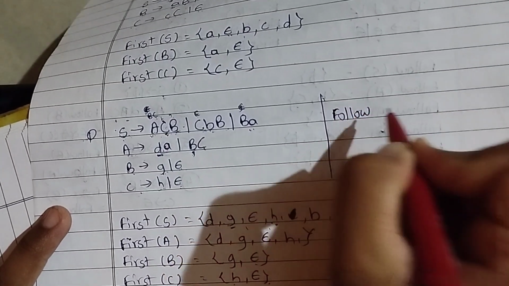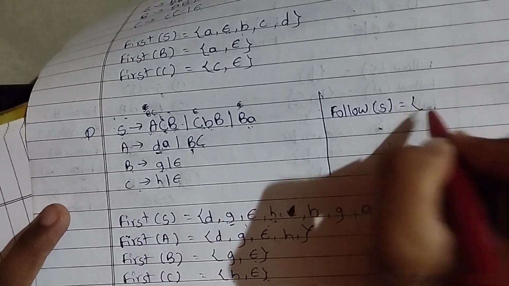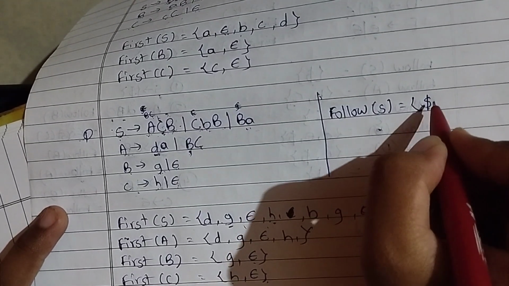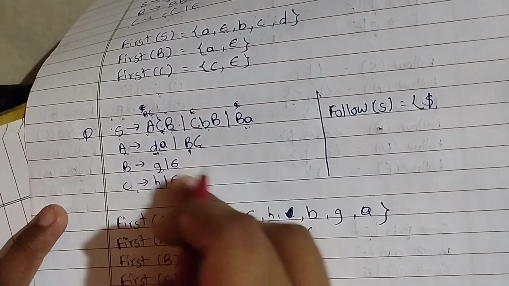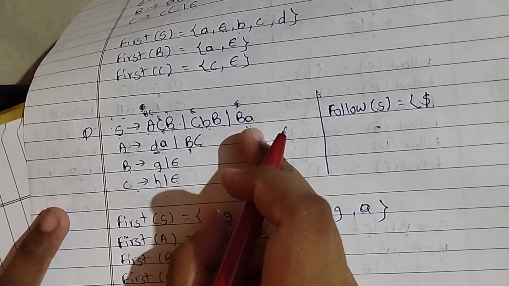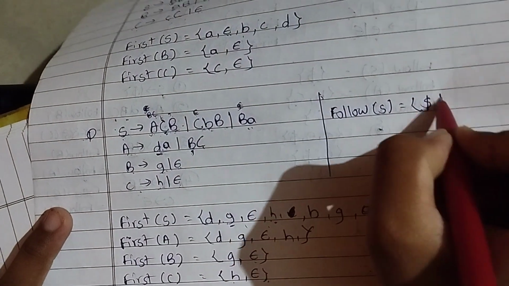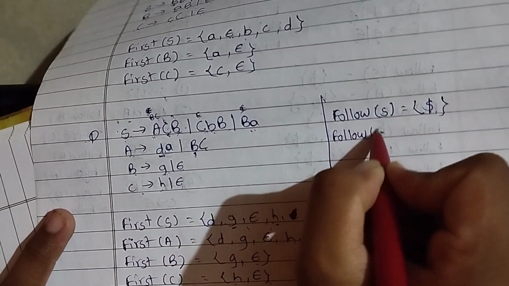So follow of S. As this is the starting symbol, first the dollar is present always, and now at the right side see where the S is present. So nothing is followed by S here. So this is only dollar. Now follow of A.